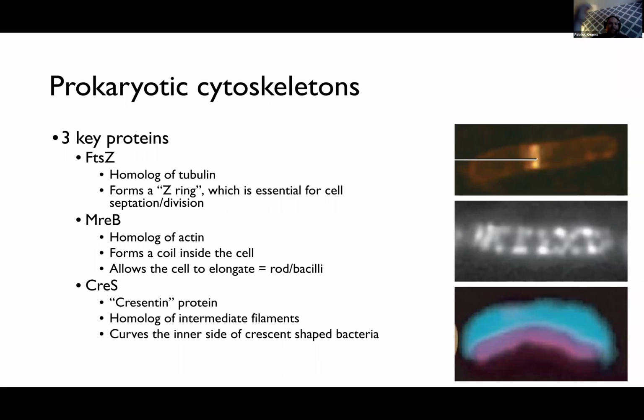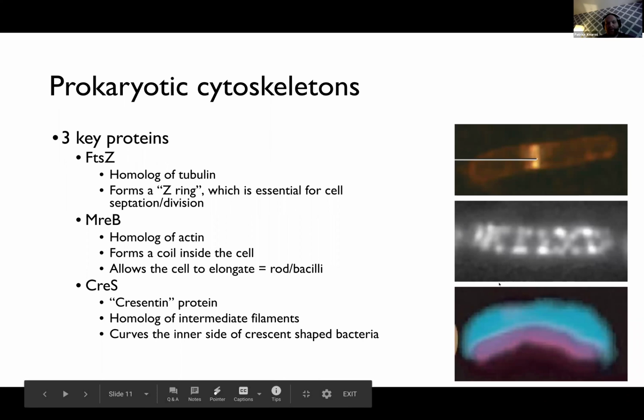And then finally, we have CreS, which is the crescentin protein. It has no cool homolog like tubulin or actin, but it is the homolog of intermediate filaments, which again are part of your cytoskeleton, but not particularly exciting. And what it does is it actually curves the inside of crescent-shaped bacteria.